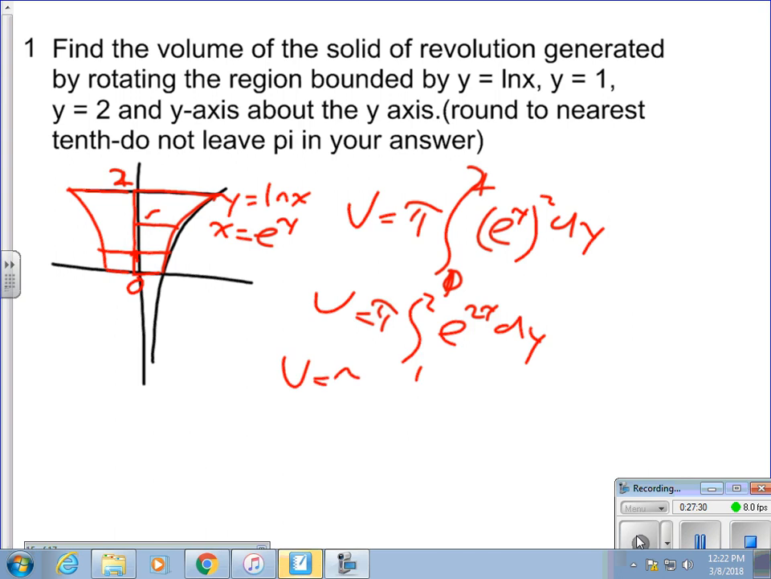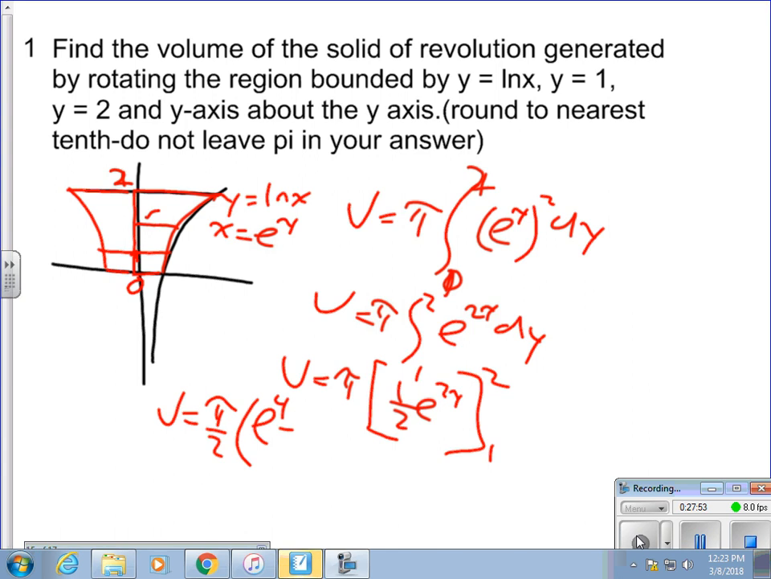So my volume equals pi times the antiderivative of e to the 2y, which is 1/2 e to the 2y, from 1 to 2. Pull out the 1/2 just to make your life a little easier. Volume equals pi over 2 times e to the 4th minus e to the 1st, or e to the 2nd. And leave it like that. There is no good reason to change that. None.